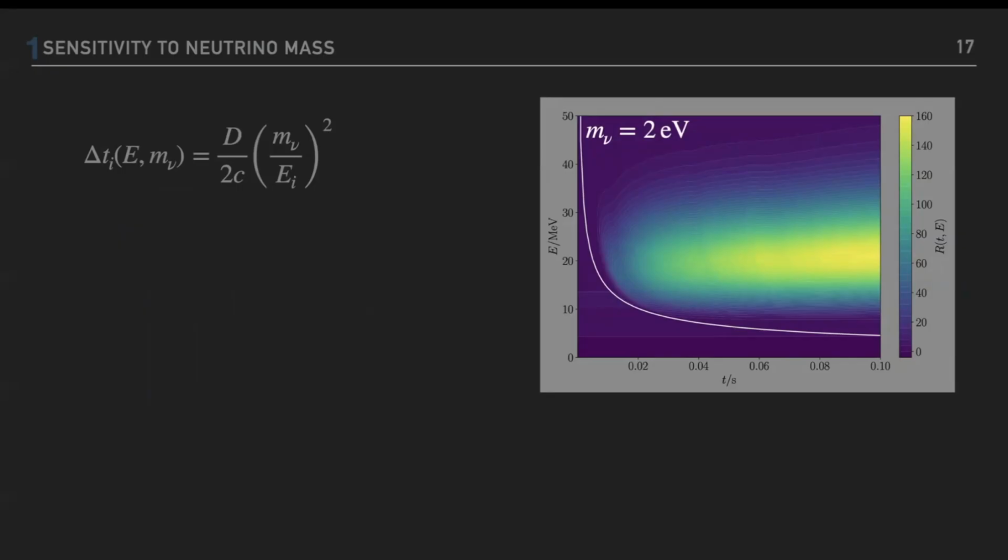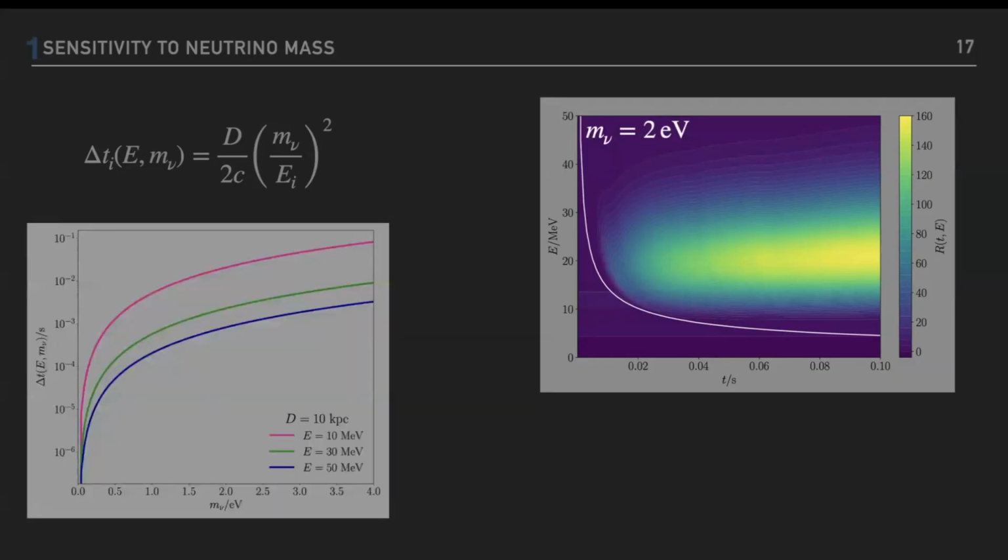The effect of this time delay is to produce a deformation of the expected rate, the expected neutrino flux in the time and energy parameter space, and it is inversely proportional to the neutrino energy, meaning that lower energy neutrinos acquire a higher delay, so they arrive at the detector later than more energetic ones.